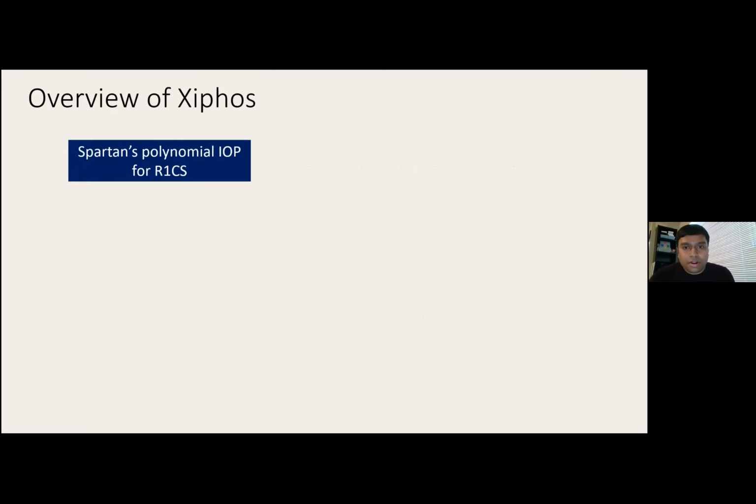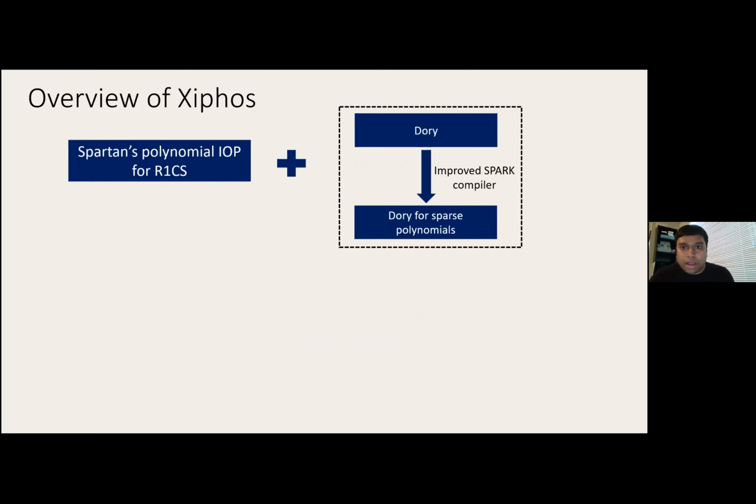So to achieve this, there are 4 ingredients that we put together. The first ingredient is Spartan's polynomial IOP for R1CS. Then we combine this with Dory, and there are 2 variants of Dory. One is the Dory polynomial commitment scheme that works with dense polynomials. And then we also transform the scheme to handle sparse polynomials efficiently using a compiler that we call Spark. And I would say that this is the most important ingredient in this entire composition.